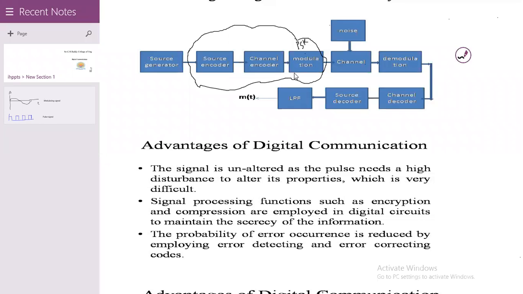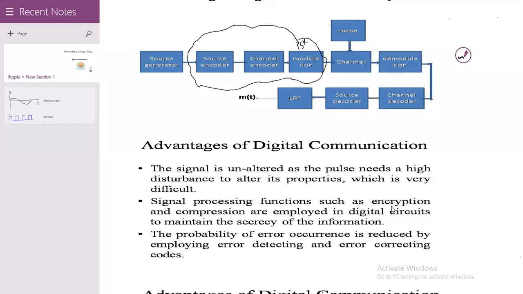Some of the advantages are listed below. Here we can transmit our message signal in digital form, and digital modulation techniques are used. So any disturbance or distortion that can be added to the signal is very small when compared to an analog signal.